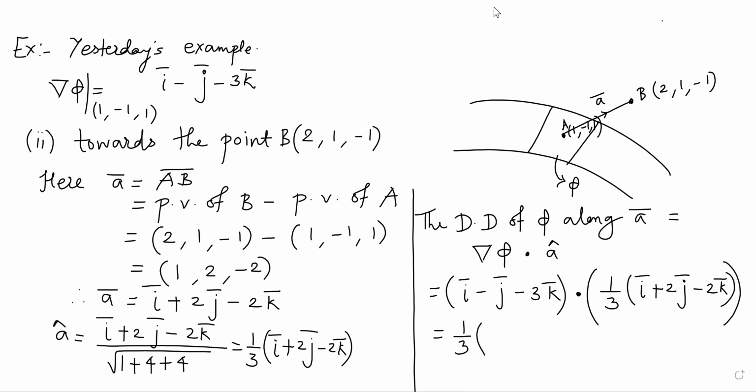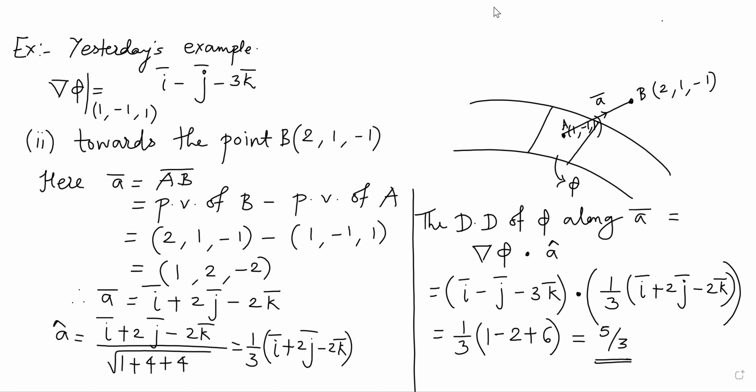You just multiply component-wise and take the dot product. So multiply the coefficient of i bar: here it is 1, here also 1, so it is 1. Multiply the component of j bar: minus 1 into 2, that is minus 2. Then minus 3 into minus 2, that is plus 6. So we get 7 minus 2, that is 5 by 3. So the directional derivative in this case is 5 by 3.